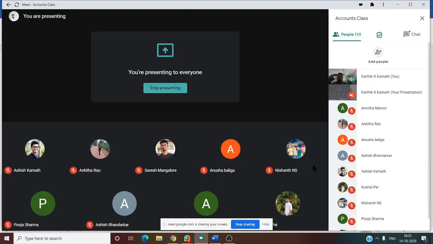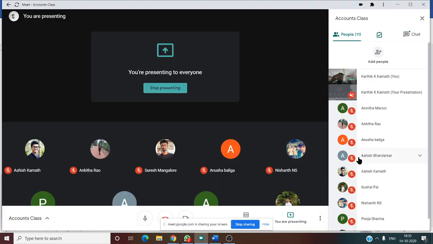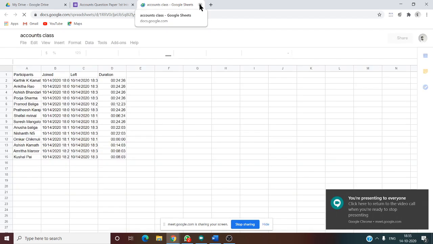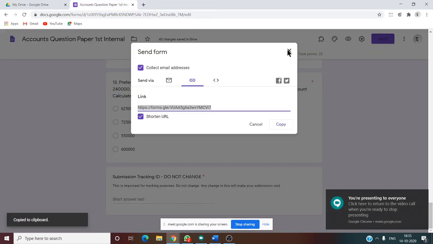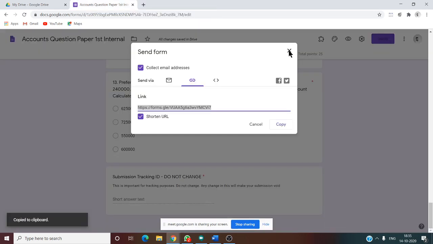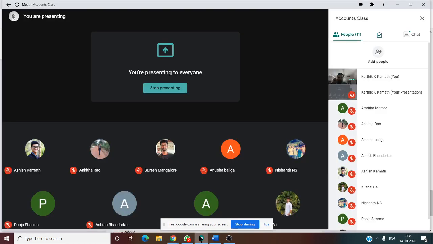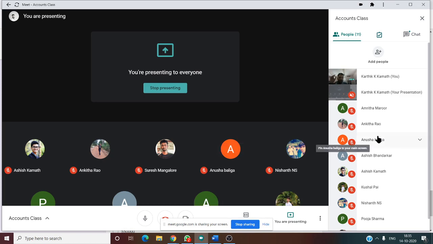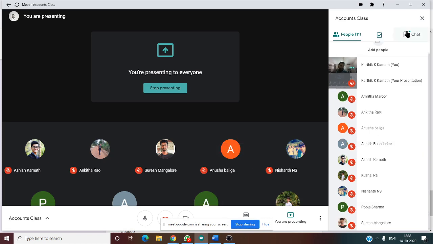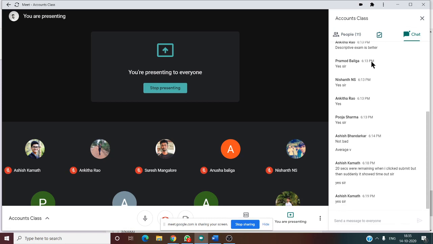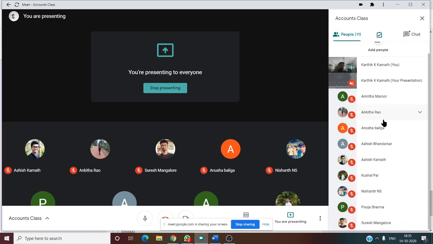Any doubt regarding the first 3 accounts now? If there is any doubt, you can ask me. Any doubt regarding the first 3 accounts, that is debenture account, debenture redemption fund account and investment account?